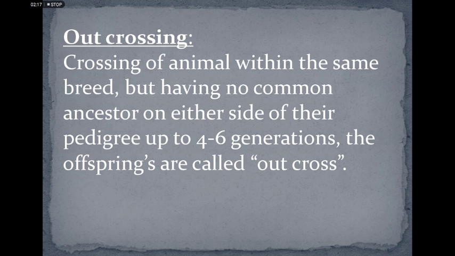a dog called German Shepherd. The male German Shepherd is from one country and the female German Shepherd is from another country. Both these German Shepherds do not have the same common ancestor up to 4 to 6 generations. And if we cross these two German Shepherds, we obtain a new offspring, and that cross is known as outcrossing. These two German Shepherds are in the same breed but do not have common ancestors.